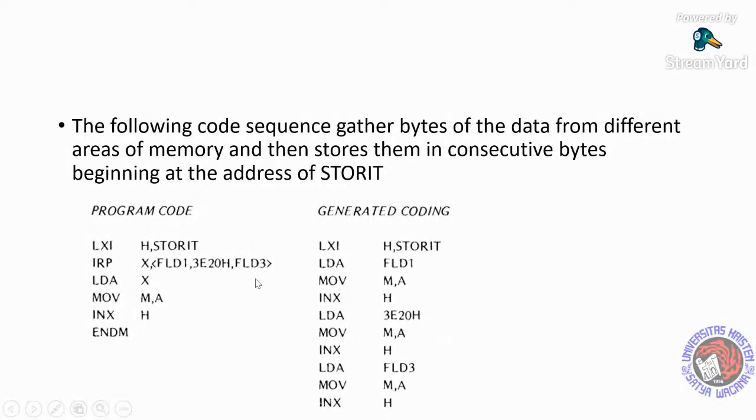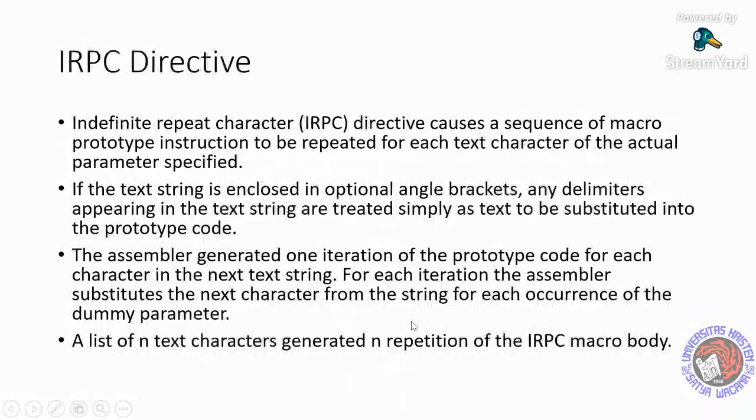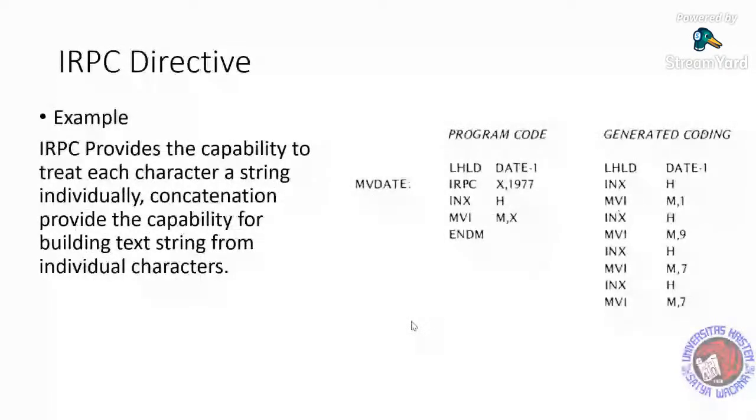So the definite repeat here is explained by this instruction. Okay, 1, 2, 3. So you do 3 repetitions. This is the indefinite repeat characters directive. It causes the sequence of the macro prototype instructions to be repeated for each text character of the actual parameter specified. If the text string is enclosed in the optional angle brackets, any delimiters that appear in the text string are treated simply as text to be substituted into the prototype code. This is an example.